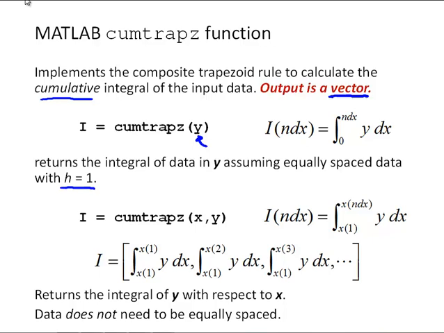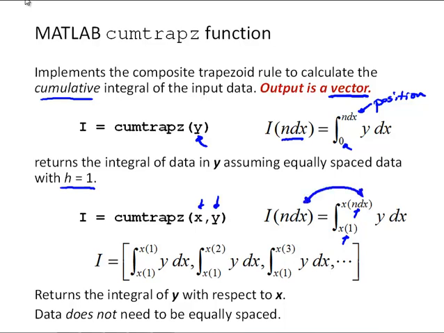And each element of the output vector I will be equal to the integral starting from 0 to whatever position, and again we're using increments of h equals 1 in y dx. A way to think that might be a little bit more intuitive is to think about the case where we give cumtrapz two inputs, x and y. So now each element of I is going to be equal to the integral from the first element of x up to the corresponding element of x at that index.